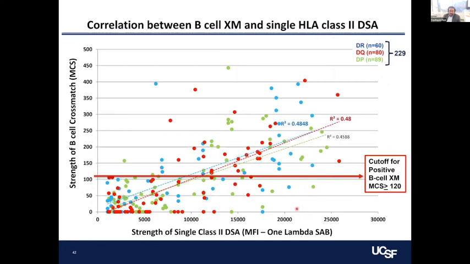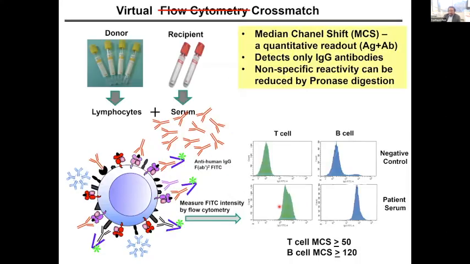When you look at the B cells in a similar way, there's no correlation at all across B, across DR and DQ, DP. You see it's less than 0.5. Some antibodies, like some DR, DQ and DP, can be 20,000 MFI and the cross match completely negative. It doesn't bind to the cells. As long as the antibody doesn't bind to the cells, it is okay to transplant because it's not causing rejection. So the most sensitive method is the virtual cross match, because you have a lot of flexibility there. So you don't need any of this equipment.